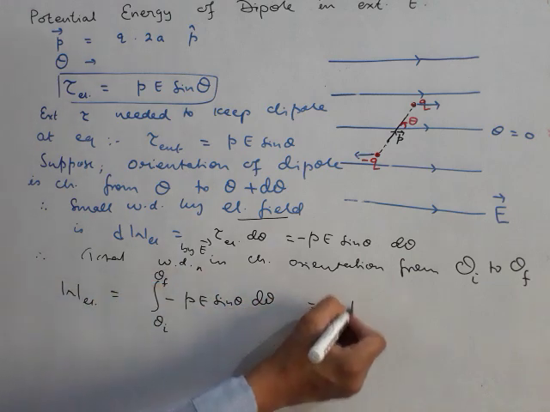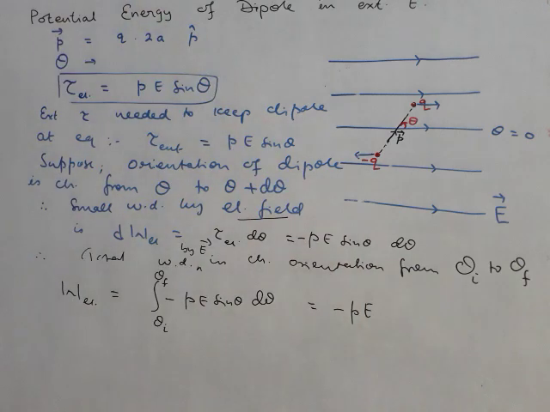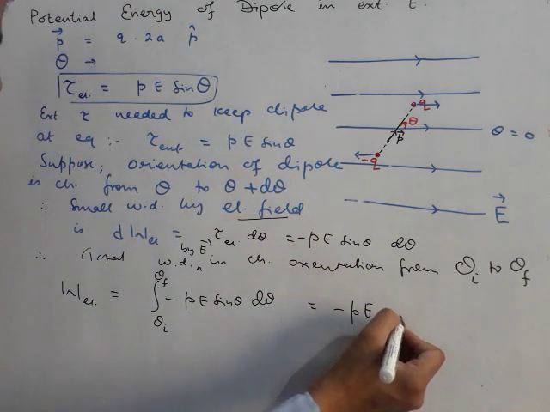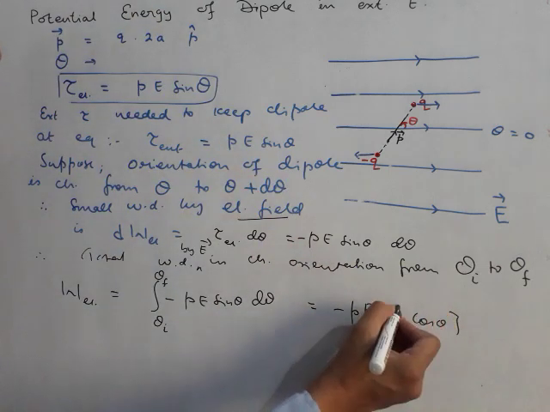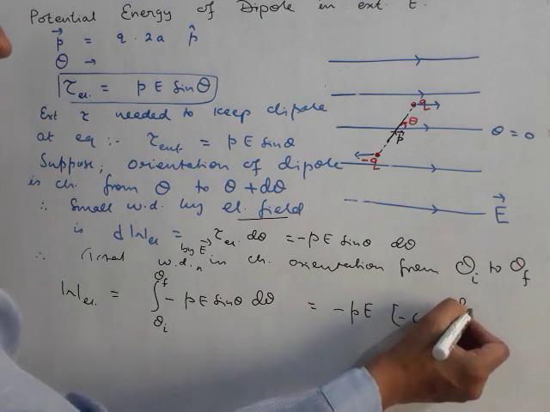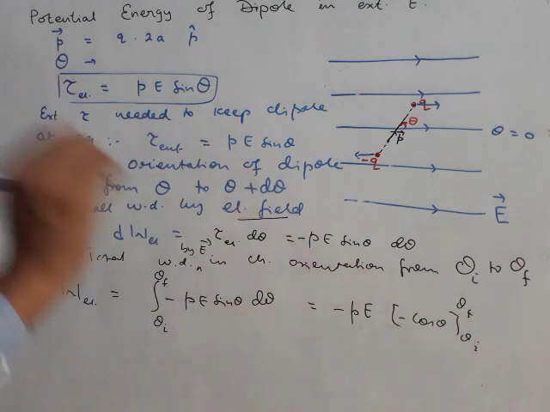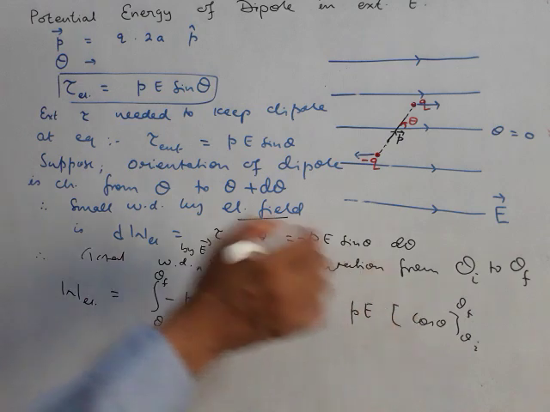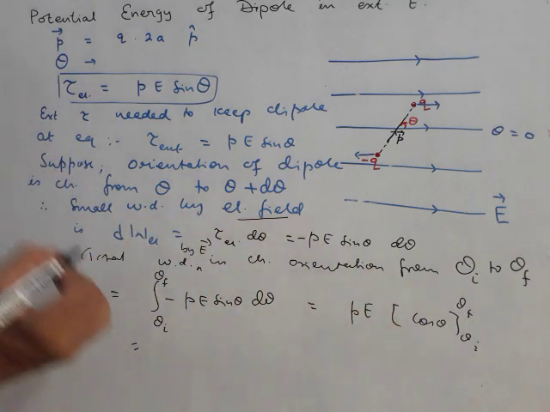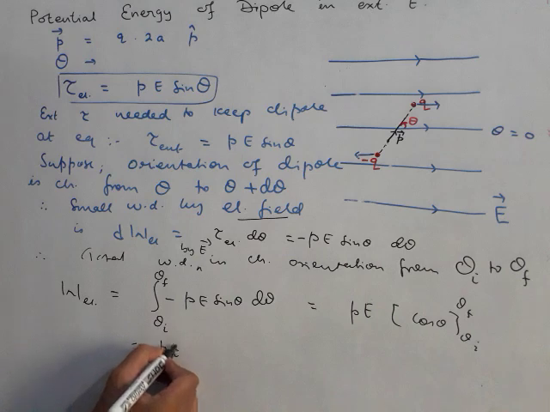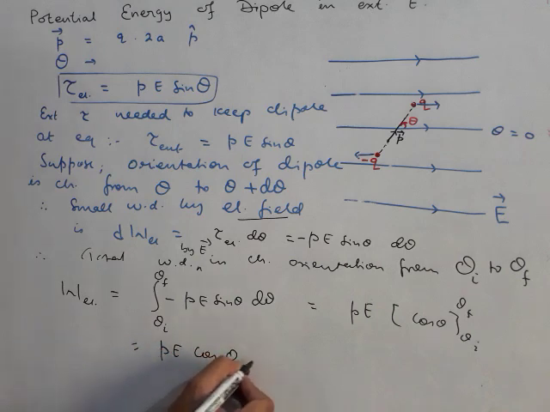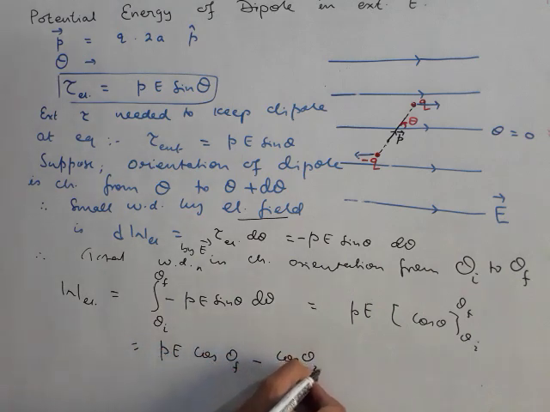Now minus P and E are constants, so we can take them out. Integration of sin theta is minus cos theta, and then we have the limits from theta I to theta f. Now this minus and this minus we can cancel. So therefore W electrical becomes how much? It becomes P times E times cos of theta f minus cos of theta I. Now this is our electrical work done by the electric field.